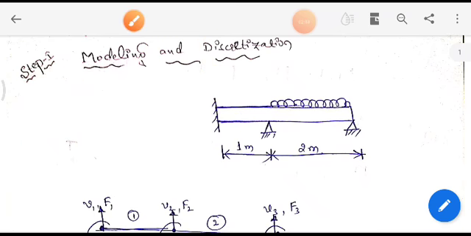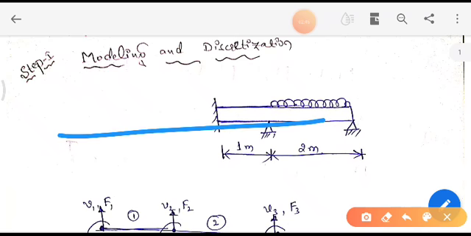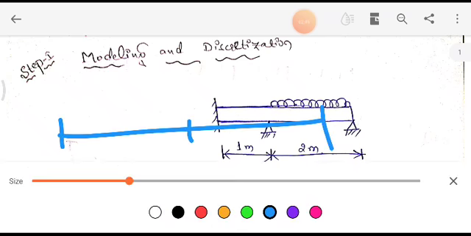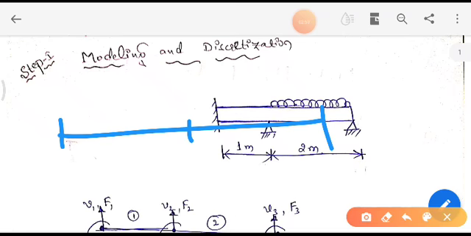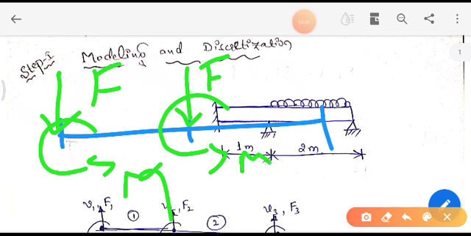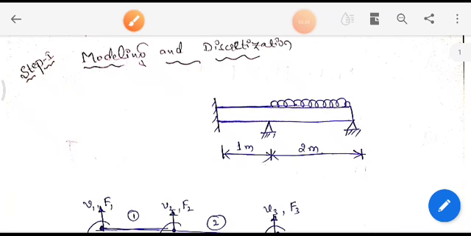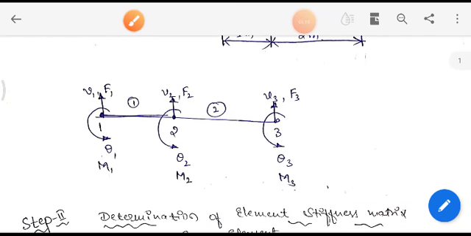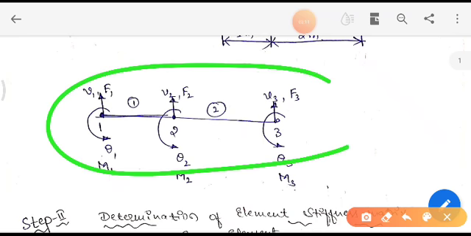Again, beams like this are usually subjected to a vertical force F and a twisting moment M. Vertical force F as well as twisting moment M at each node. So that's what we have written here. This is nothing but our modeling.